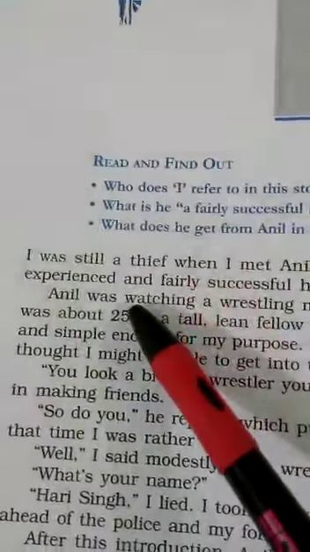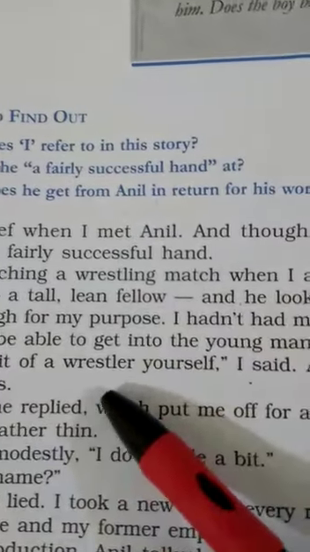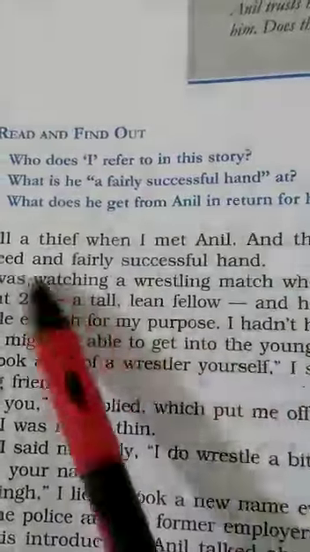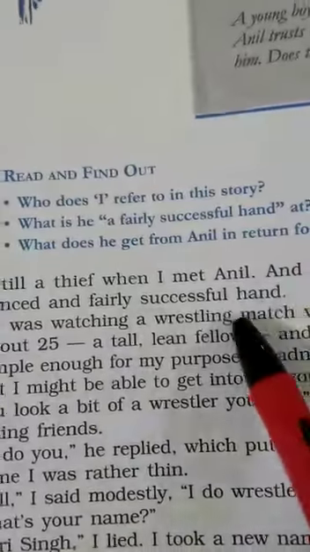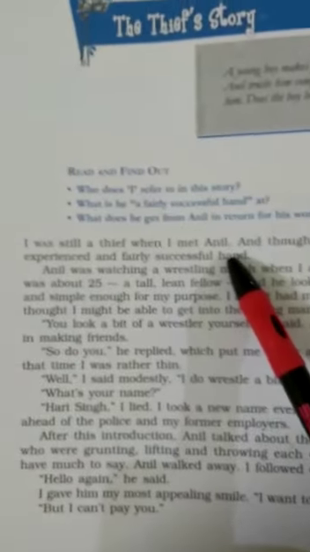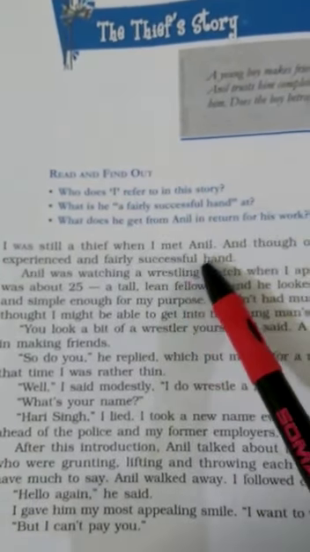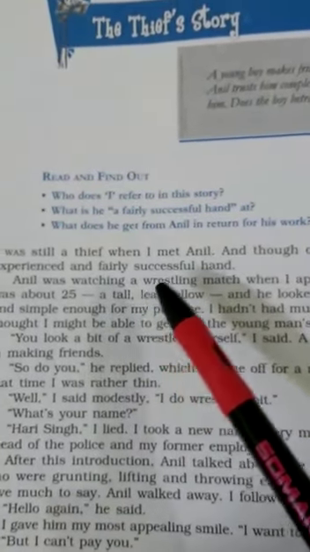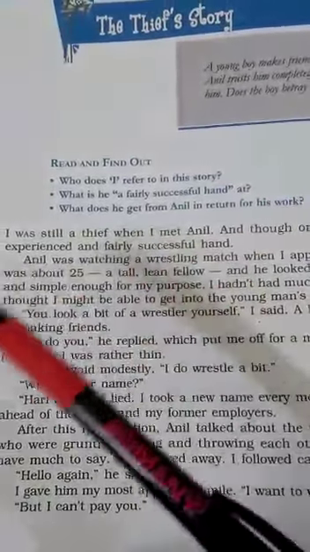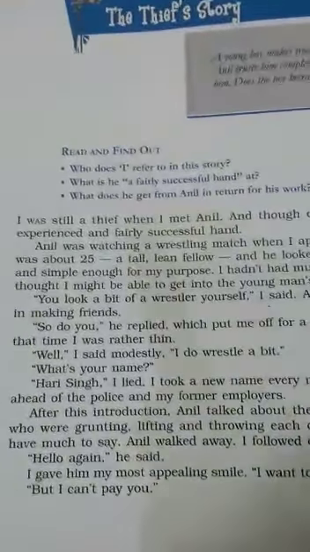He says that he was a thief when he met Anil, and although he was a very small child, just a 15-year-old, he felt that he was very much experienced and a fairly successful hand. He was quite experienced in theft. He was into committing theft, and he felt he was good in this field, good at stealing things from people. That was the time when he met Anil.